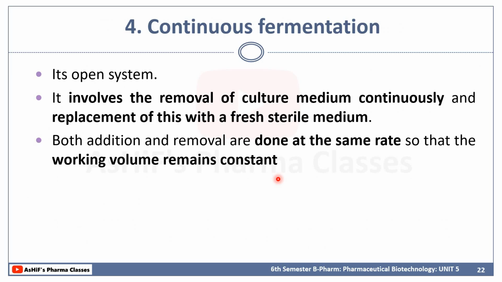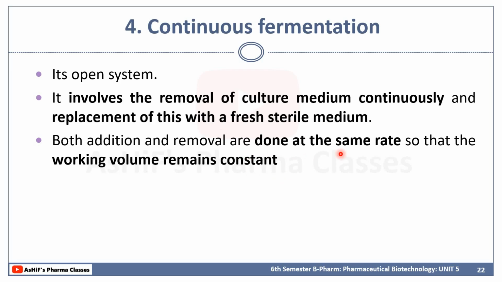Now the last one is continuous fermentation. So this is an open system. During the fermentation process, we will continuously add the nutrient media and we will continuously remove the end products. As the nutrient media is added to the fermenter, at the same time from the opposite side we are going to remove the culture media or the end product continuously, with the replacement of some fresh sterile media.